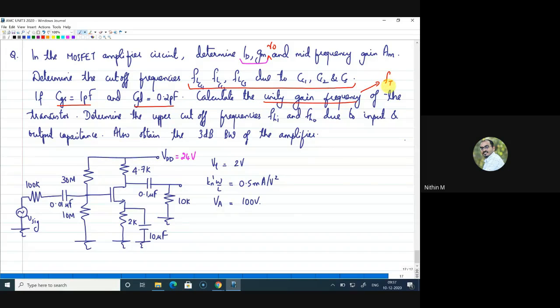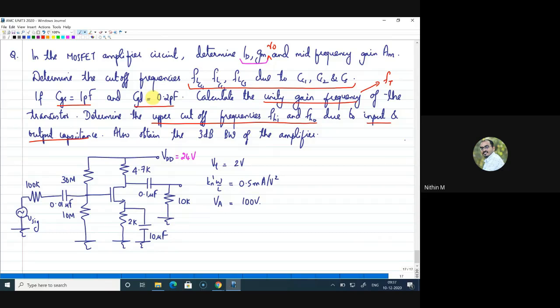We have the formula. So already GM is there, CGS value is there, so you can find what is FT. Then the last part is find the upper cutoff frequency FHI and FHO due to input and output capacitance. The meaning is, before finding the input and output cutoff frequencies at the upper cutoff frequencies, you have to draw the equivalent circuit. And for CGD, we have to apply Miller's theorem, break the components into the capacitance in input and output side, and then you have to find the cutoff frequency.